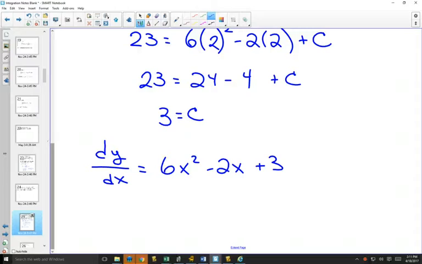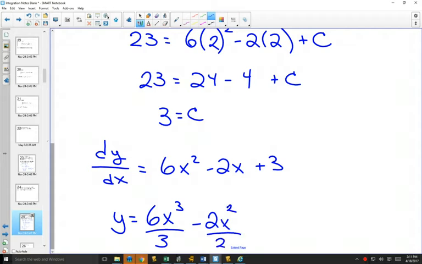So if we want to find our original equation, we're going to have to integrate again. Integrating again would mean add 1 to the exponent and divide by that number. Add 1 to the exponent and divide by that number, plus 3x. And we already used the letter c to represent something, and we solved for c, and it was equal to 3. So if you're going to integrate twice, you're going to need to introduce a new parameter, a new variable here. And so I'm going to introduce d.